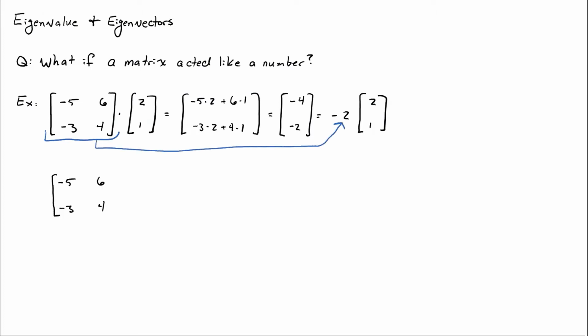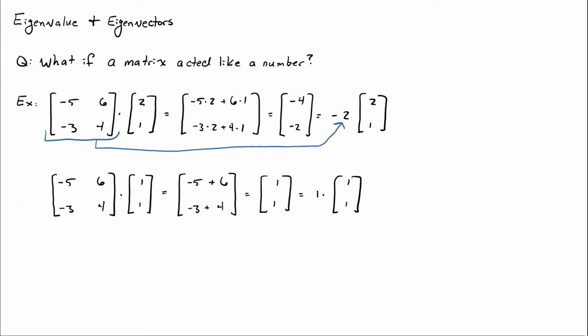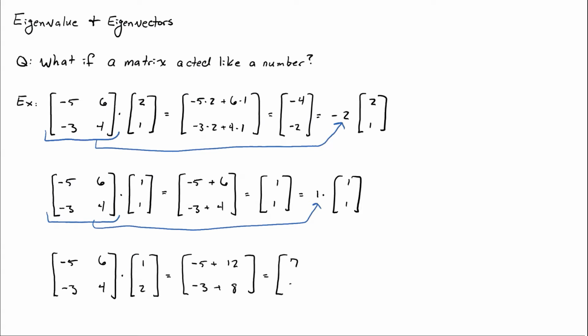Let's try with a different vector. How about (1, 1)? This time, we don't get -2, we just get 1. Again, the matrix acts like a scalar, just a different scalar for this vector. One more, how about (1, 2)? This time the result is not a scalar multiple.